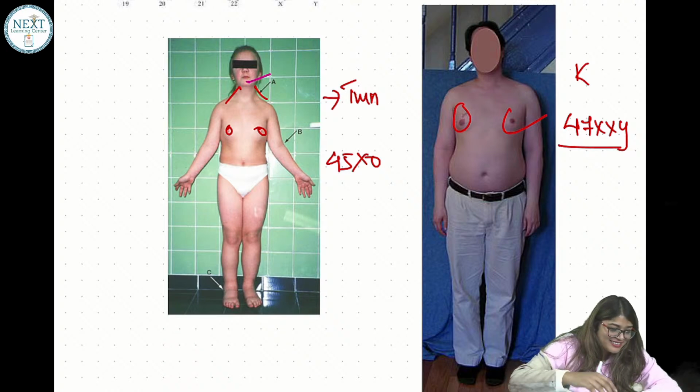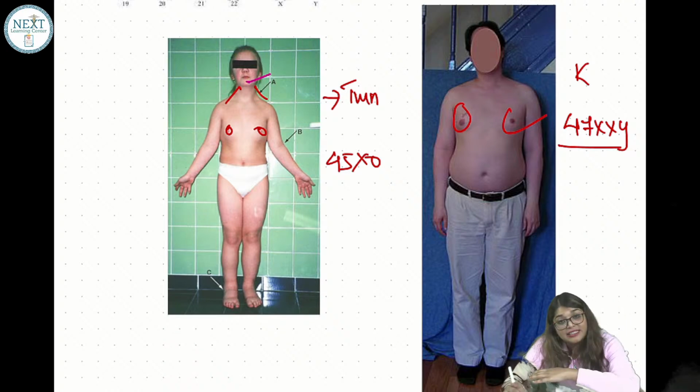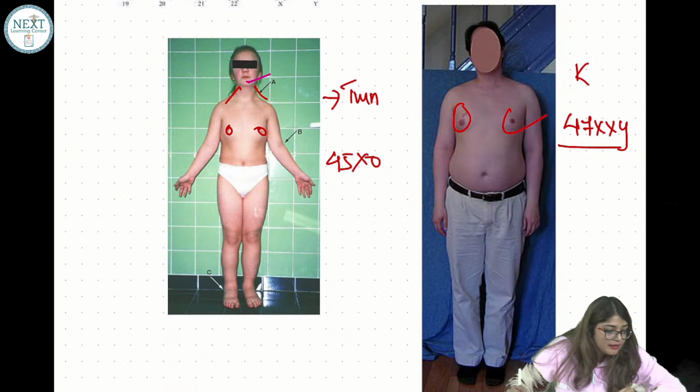Yeah. So yeah, Barr body is present in Klinefelter syndrome. Okay. Yeah, very good, very good. Most common cause of, okay.